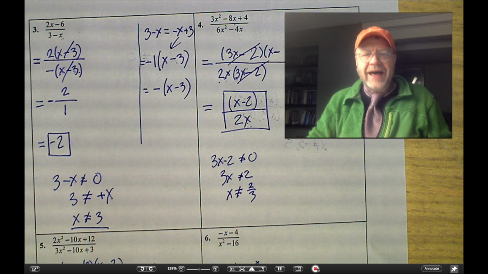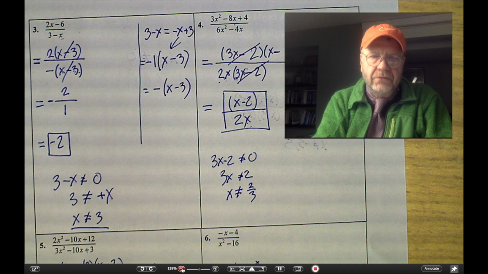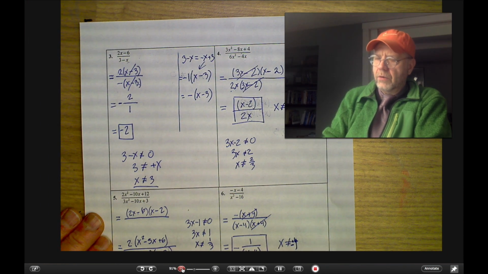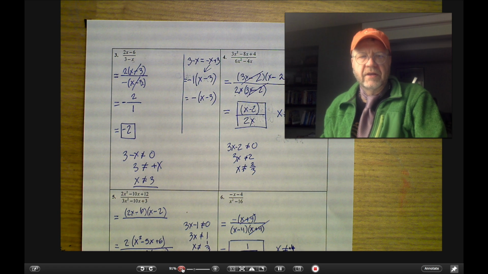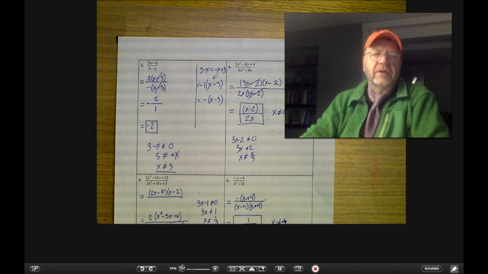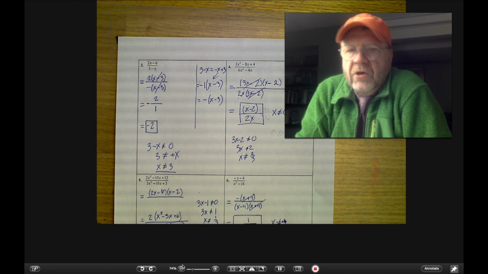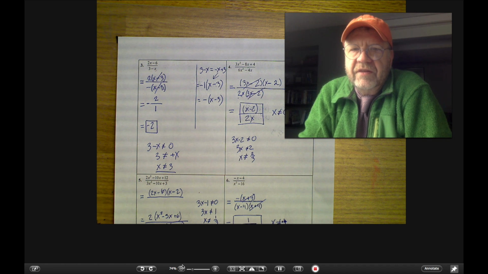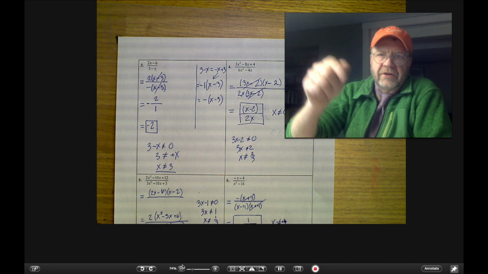I was going to say that, my friends, is how you deal with simplifying rational expressions. Easy peasy, lemon squeezy. Go attack the practice problems now, starting on page 136. Cheers. Happy mathing.